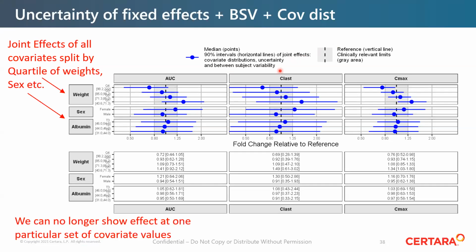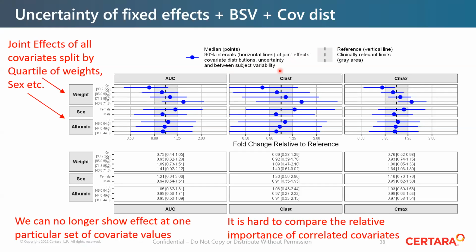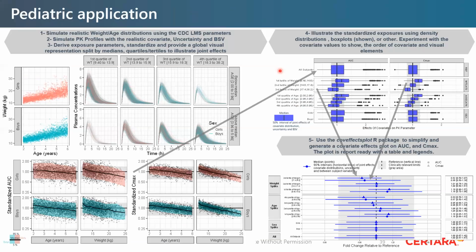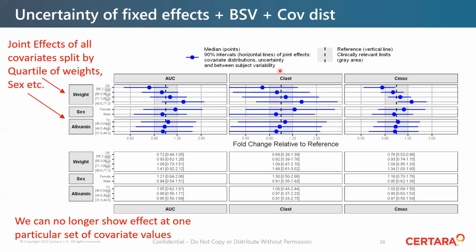Yeah, so we can no longer show the effect at one particular value of a covariate; rather, it's covariate splits. And here it is a joint effect, so we cannot isolate the effect, but it's still valuable and important to look at the data from that angle. So, the same type of approach.